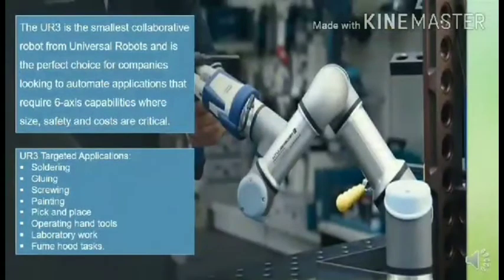The UR3 is the smallest collaborative robot from Universal Robots, and is the perfect choice for companies looking to automate applications that require 6-axis capabilities where size, safety and costs are critical. The UR3 has been designed for smaller applications. It is now easier to automate small part processes. Since the robot is more compact, it can basically be fixed on a table. Some targeted applications might include soldering, gluing, screwing, painting, pick and place, operating hand tools, laboratory work and fume hood tasks.